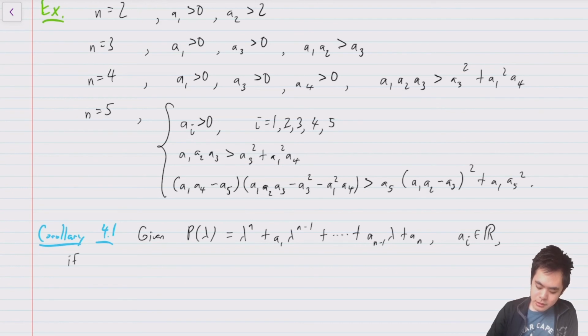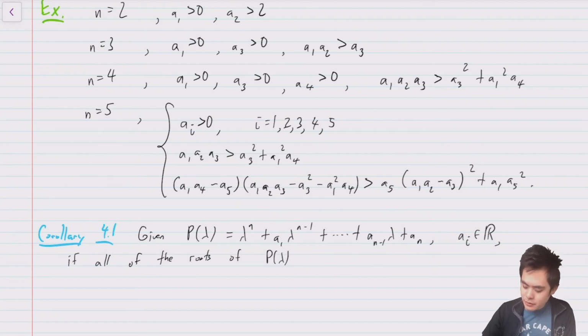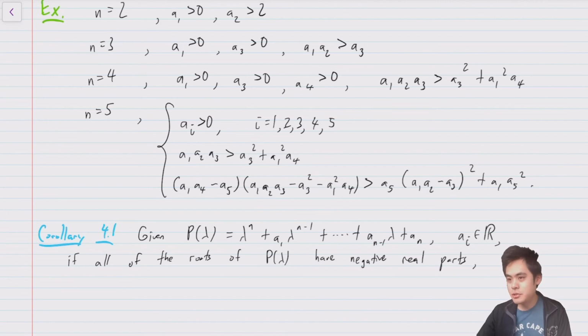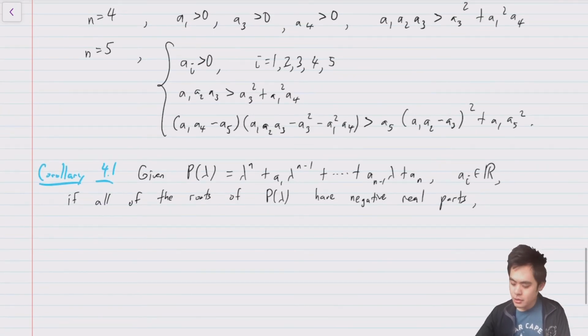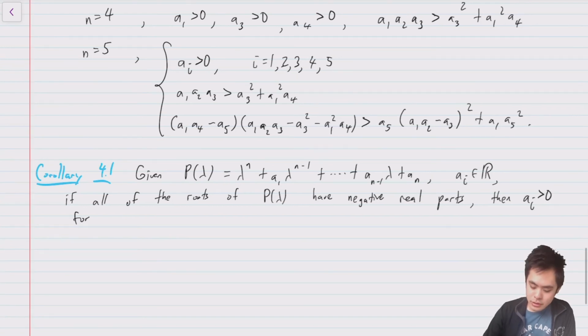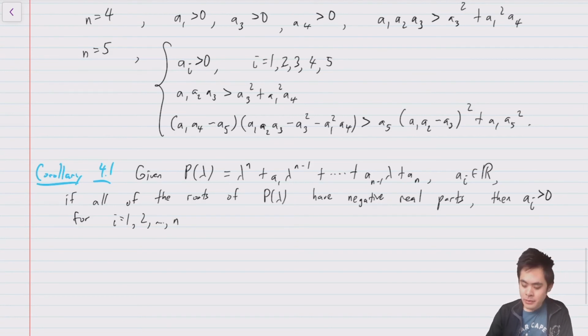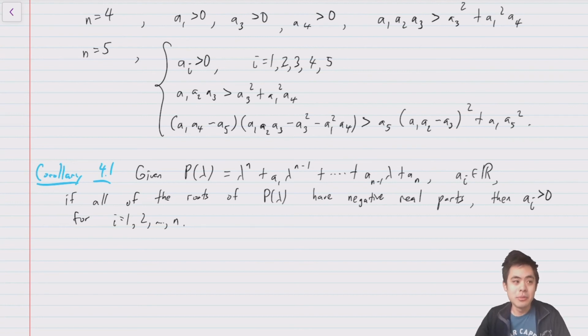If all of the roots of p of lambda have negative real parts, by which we mean they're either complex with negative real parts or they're just real and negative, then ai is greater than 0 for all i equals 1, 2 through n. So basically, you need to have positive coefficients on all of them if you want to satisfy the Routh-Hurwitz criteria.